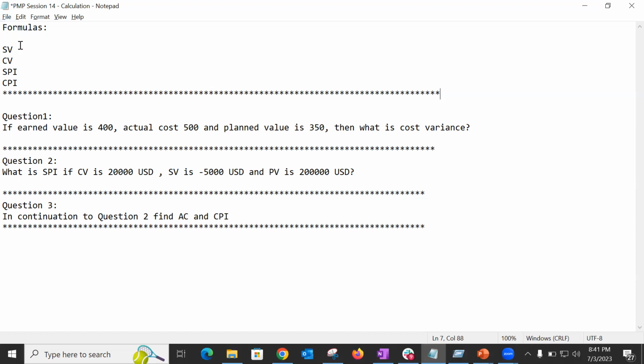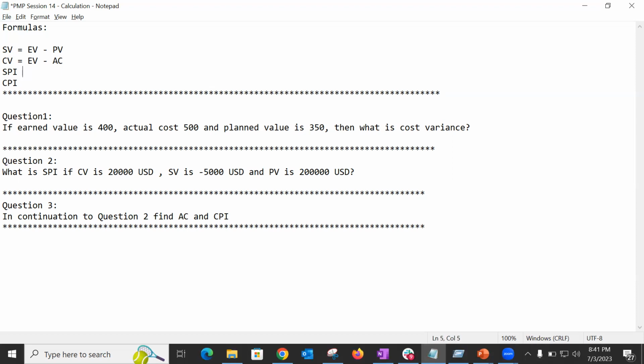Schedule variance, the formula is very simple. We know it is earned value minus planned value. Cost variance is the same story: earned value minus actual cost. Remember, both have EV at the beginning. If you know that EV is on the left-hand side, then you know SV is EV minus PV, and CV is EV minus AC.